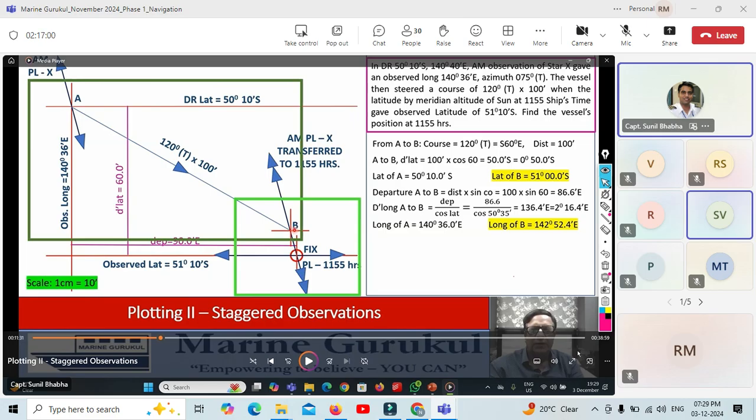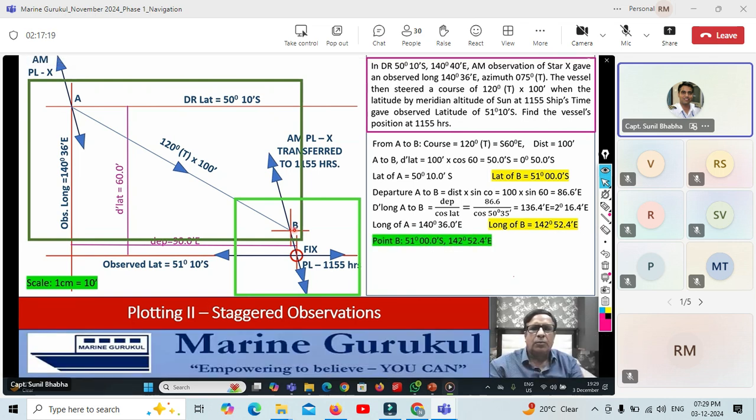Sir, this east is given just because the longitude is east and the course is southeasterly. That's the reason we got east on the D long. That's right, beta. The course is southeasterly, so the D long will always be east. Okay, sir.